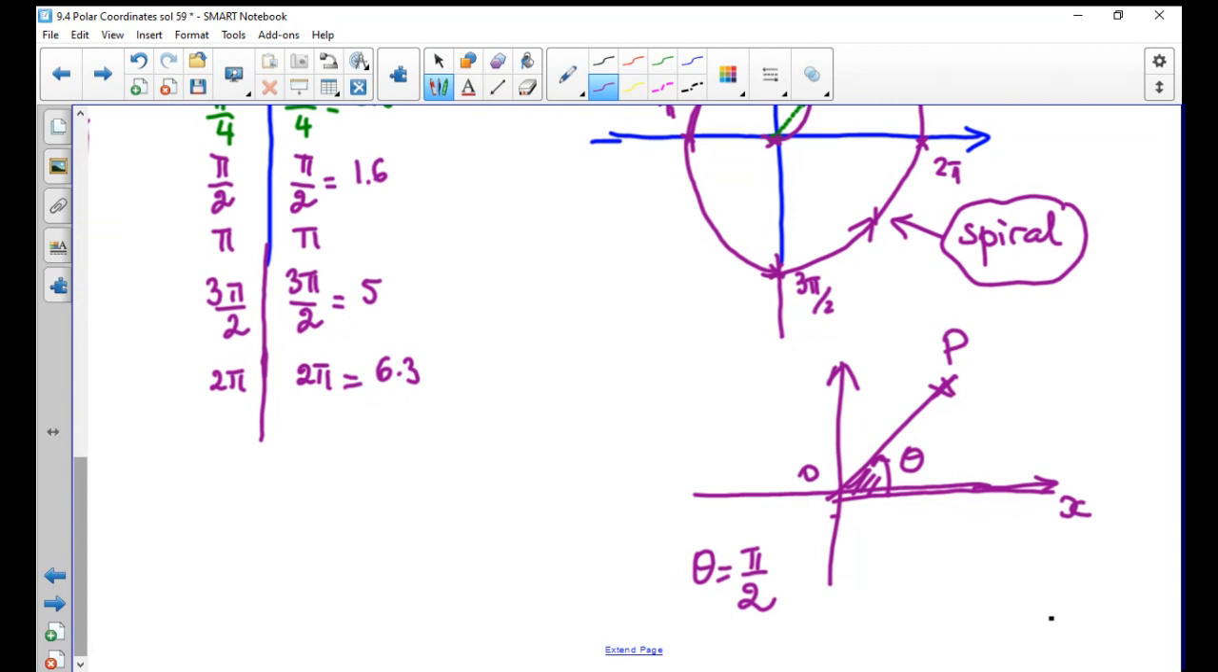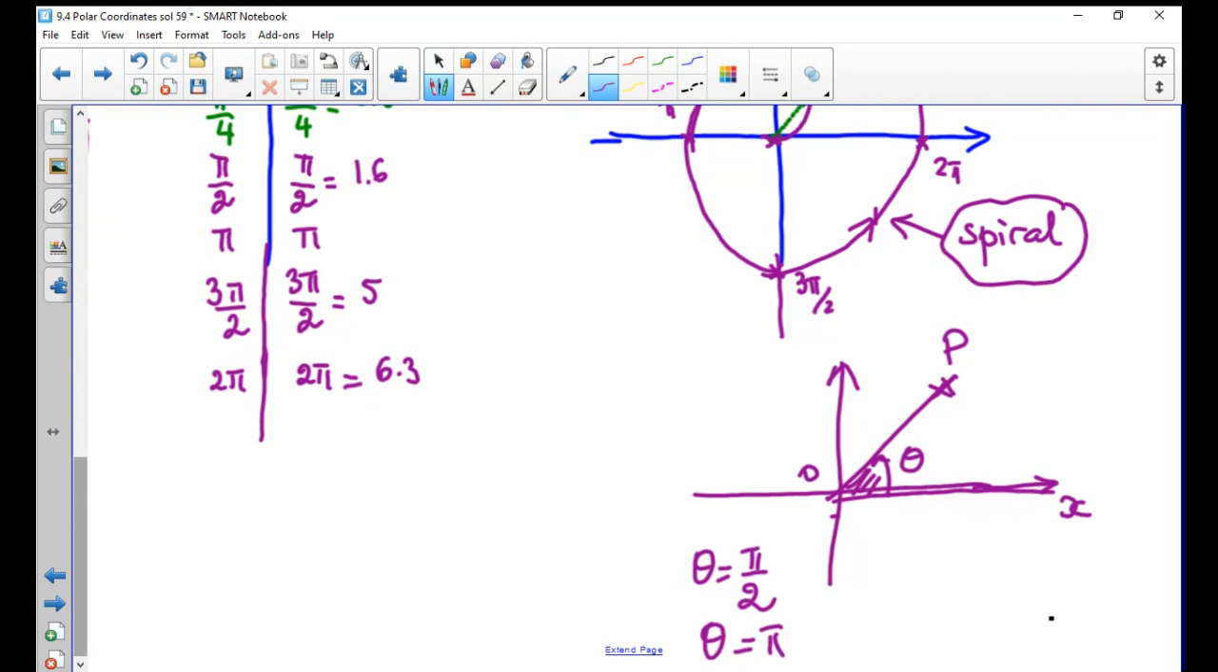Do you understand? Suppose theta is pi. So where are we? Pi. So we are at 180. So where is this point P then? It's going to be on the negative x-axis, yes? Do you understand it? Yeah, like that.